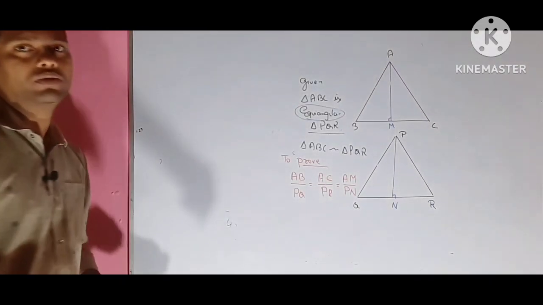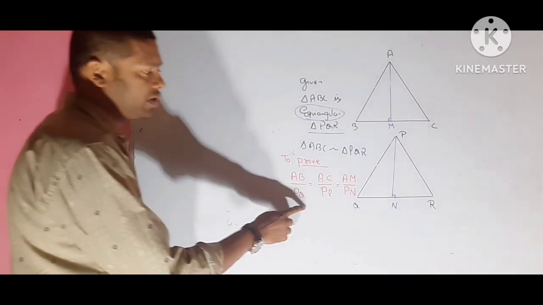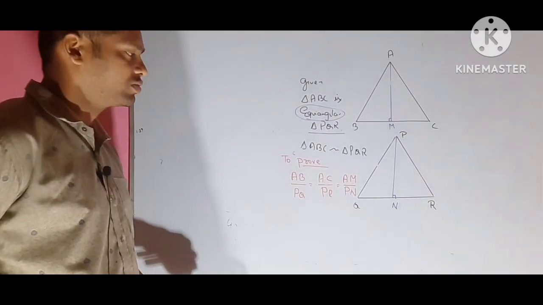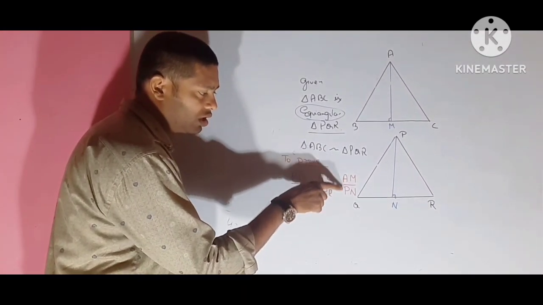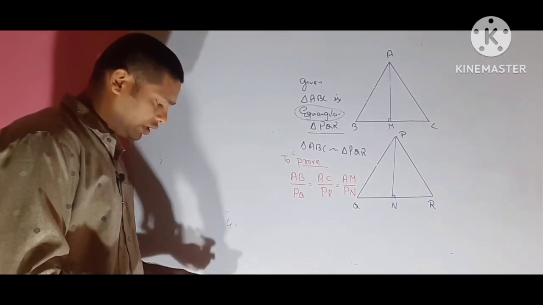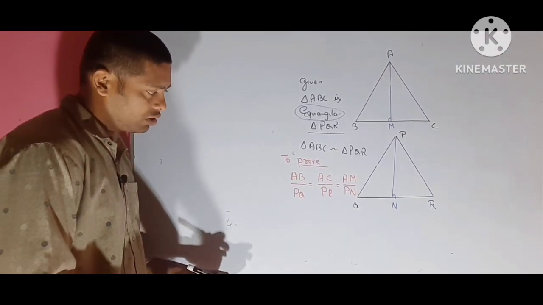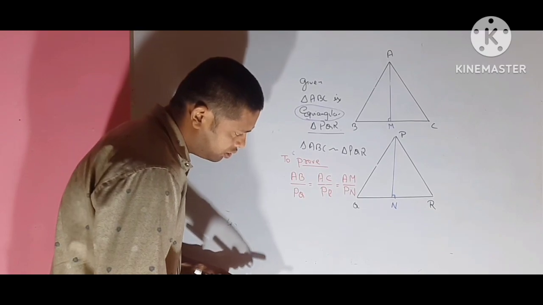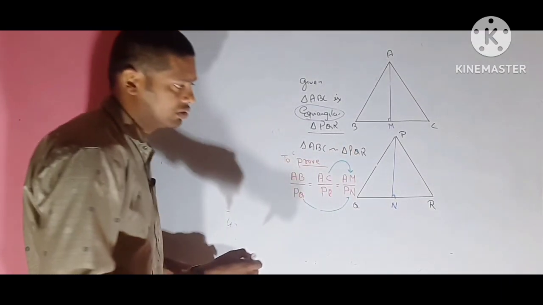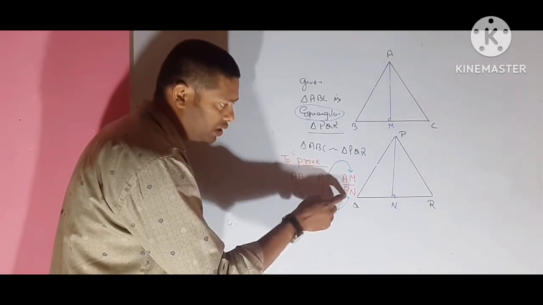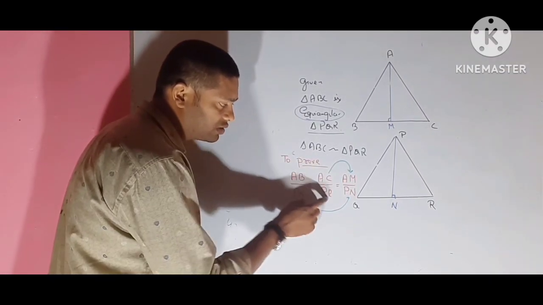This is what we have to prove. They are saying that the ratio of the corresponding sides will be equal to the ratio of the altitudes. Means indirectly you have to prove this one equal to this one, and this one equal to this one. So this should be equal with this one as well as this one.